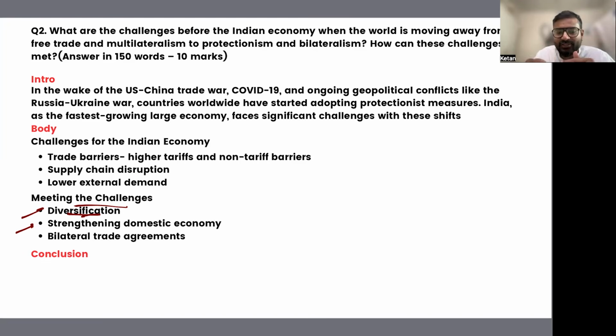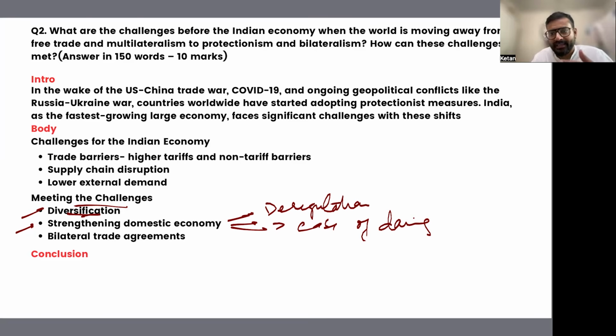Then India would also like to strengthen its domestic economy because the external economy is very volatile. So if international trade is volatile, we can no longer depend on other countries to drive demand in our country, and therefore we'll have to strengthen the domestic economy. And again, you can add a few points on how we can strengthen it. Major recommendations, as also in your economic survey, would be deregulation, greater ease of doing business, right? And you can also talk about PLI schemes and all.